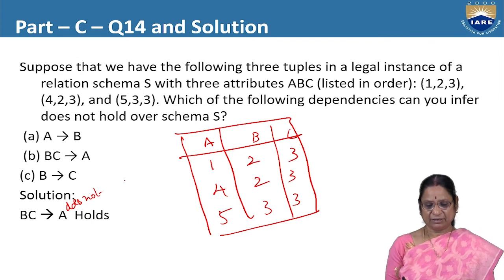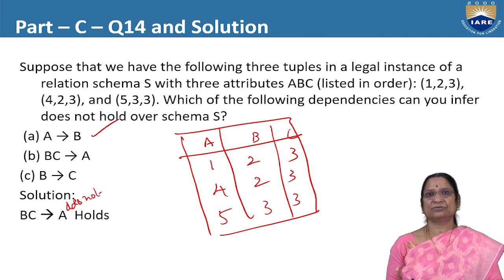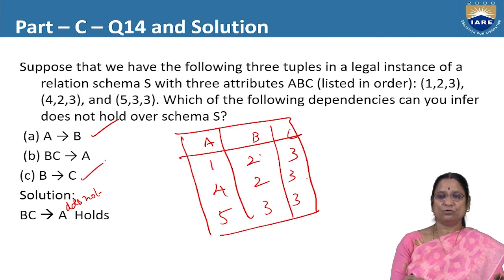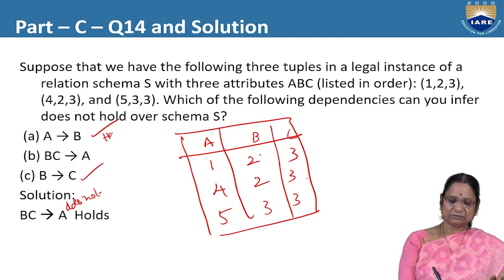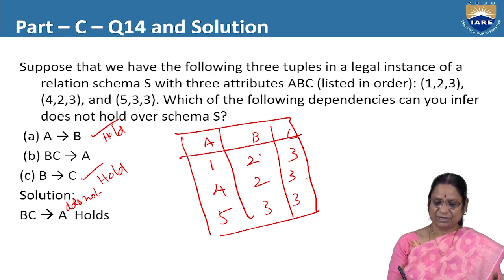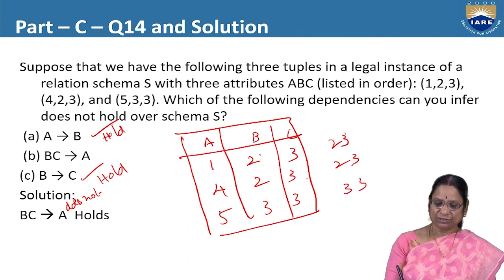A determines B. If any equal A values are there, B must be equal. There is no equality, so this is trivially satisfied. B determines C. B is 2 in both, and then 3 is there. So that's why B determines C holds. The first one holds. The third one also holds. So which does not hold? BC determines A does not, because BC means the combination. The BC values 2, 3 and 2, 3 are equal. 2, 3 determines 1, and 2, 3 determines 4.